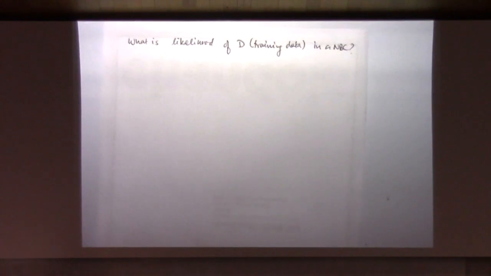So what is the likelihood of a training data set of some D? This is our training data in a naive-Bayes classifier, right?